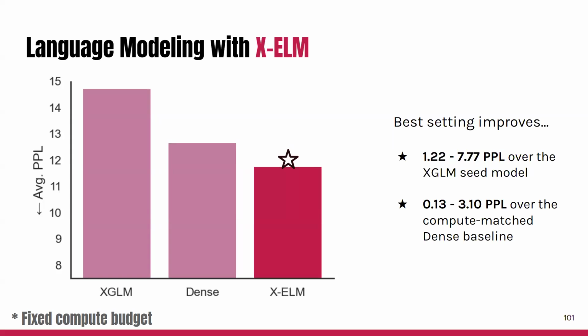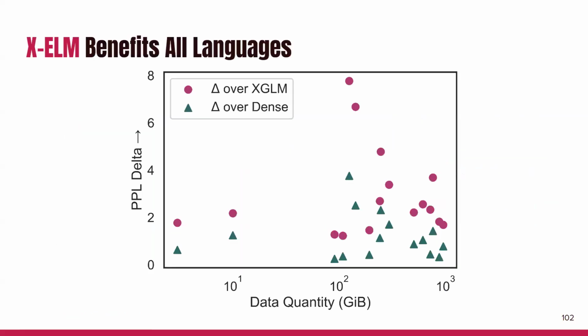Here I want to point out that we're using a fixed computational budget. So for every expert setting, regardless of the number of experts, we have the same amount of data and training steps that is allocated to that full set. So in the setting where you train 8 experts, each expert is trained for 1/8 of the compute that the dense expert is. But we still find that using X-ELMs improves performance, and it does so for all the languages we consider. Here we're looking at the delta improvements over the seed model and the dense baseline. And in the case of every language, it improves over both.